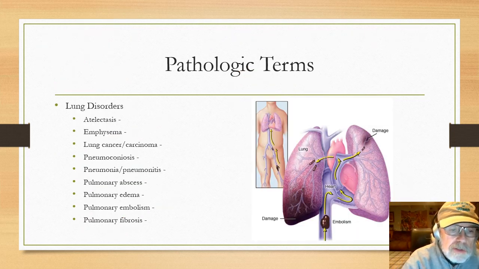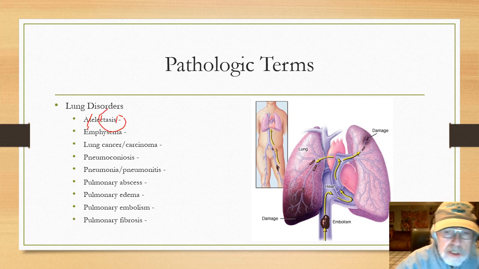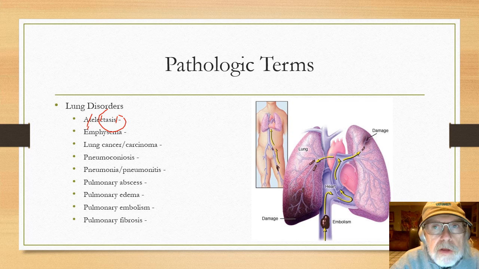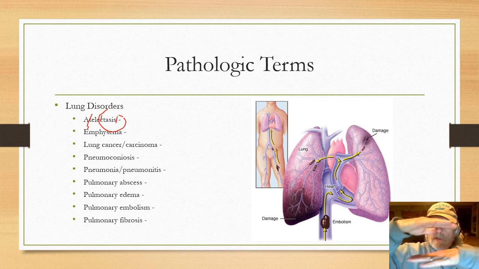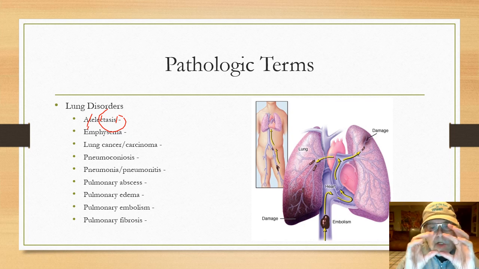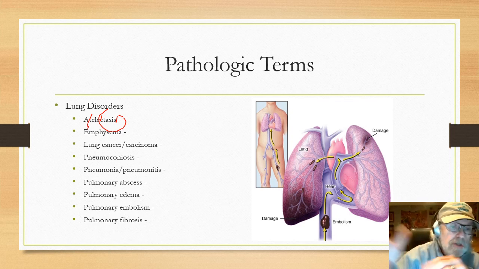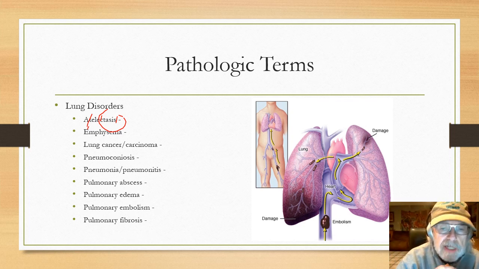Okay, now our next one is called atelectasis. A means without, telo means complete, ectasis means dilation. If there's an area of my lung that I'm not using, those little alveoli, those little air sacs, start to squish down. Just like if I squish a sponge down, I still have the same sponge, but all the air is being squeezed out of it. The same thing happens in atelectasis.